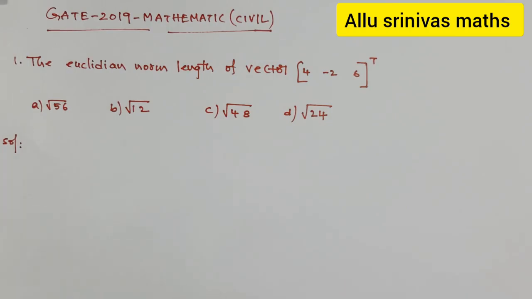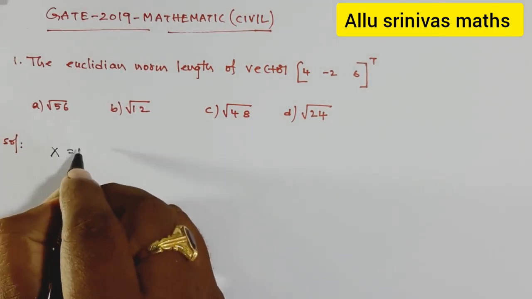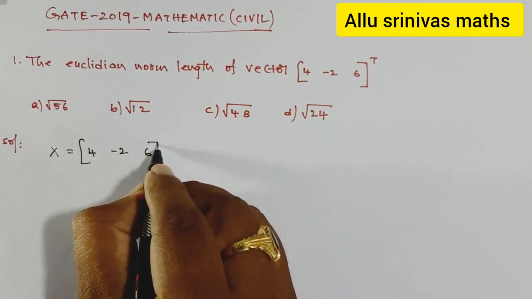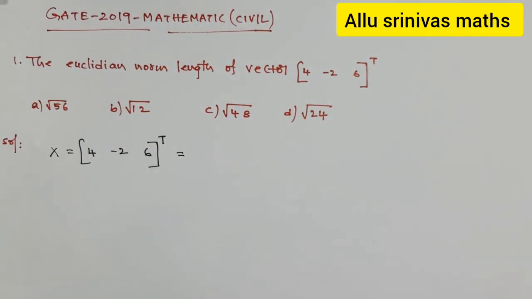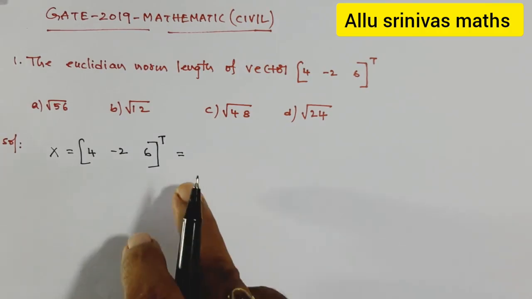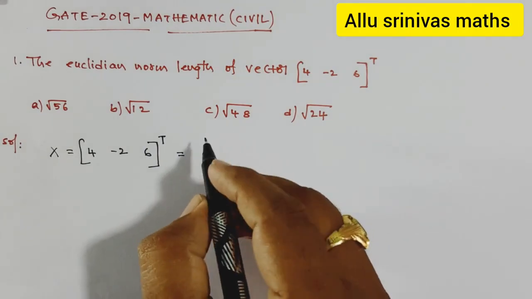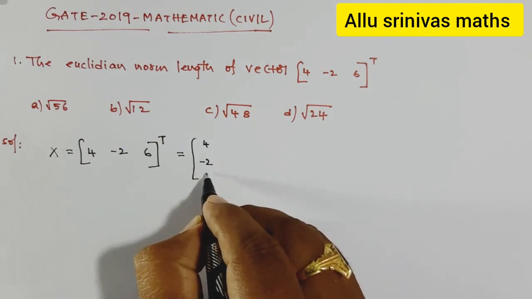So let us take the given vector. Let x equal to [4, -2, 6] transpose. Transpose means interchanging rows into columns or columns into rows in vectors. We apply the transpose property to this vector. So finally we get the column vector 4, -2, 6.